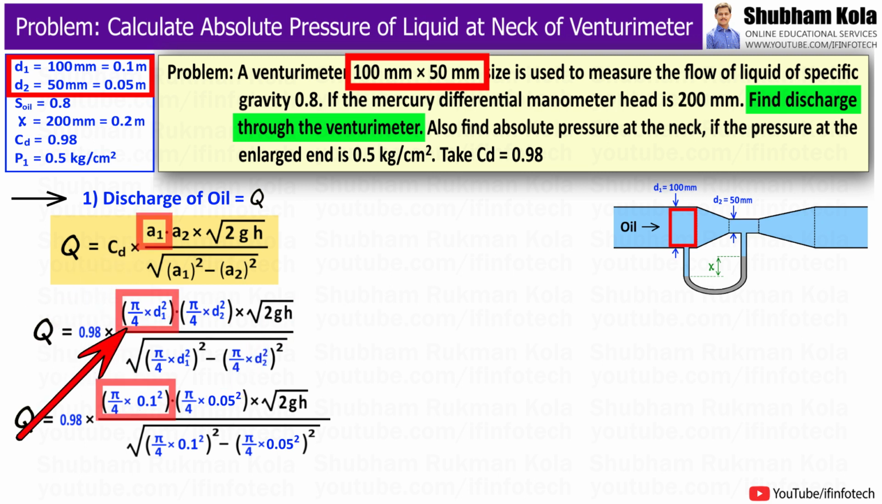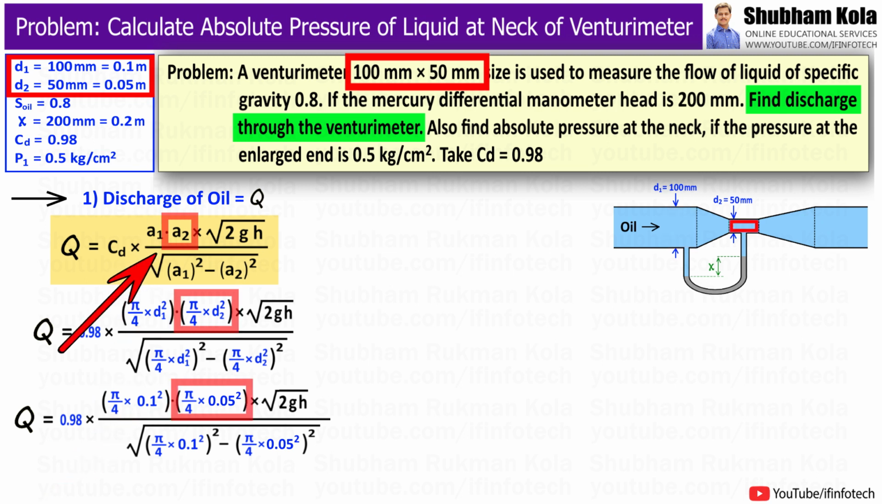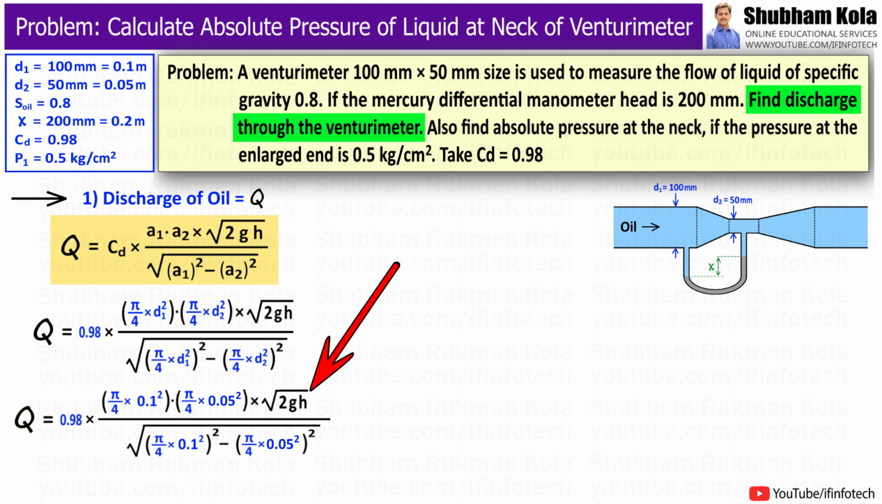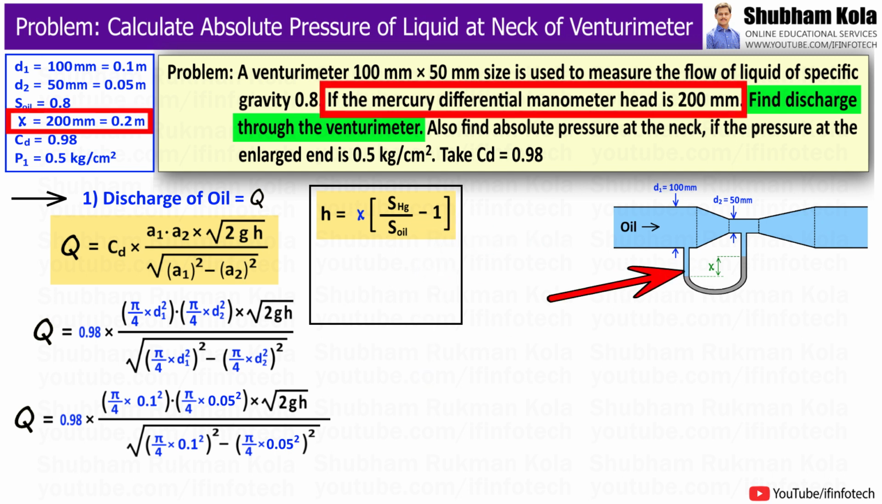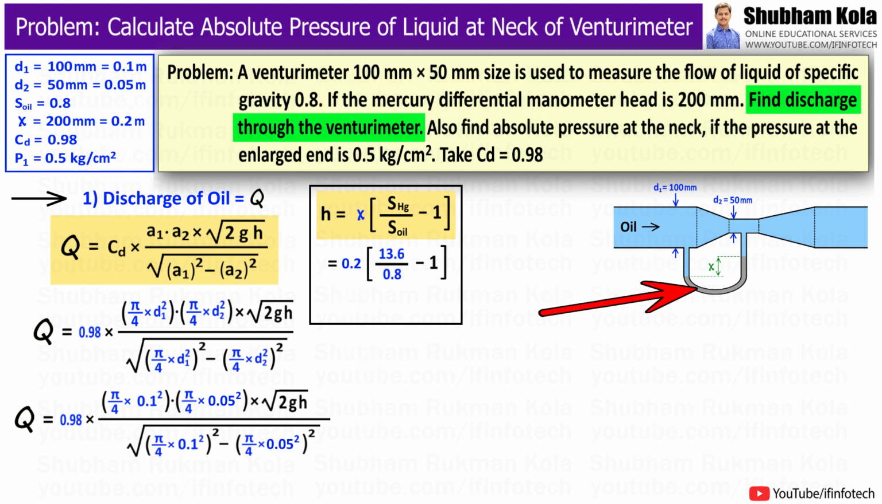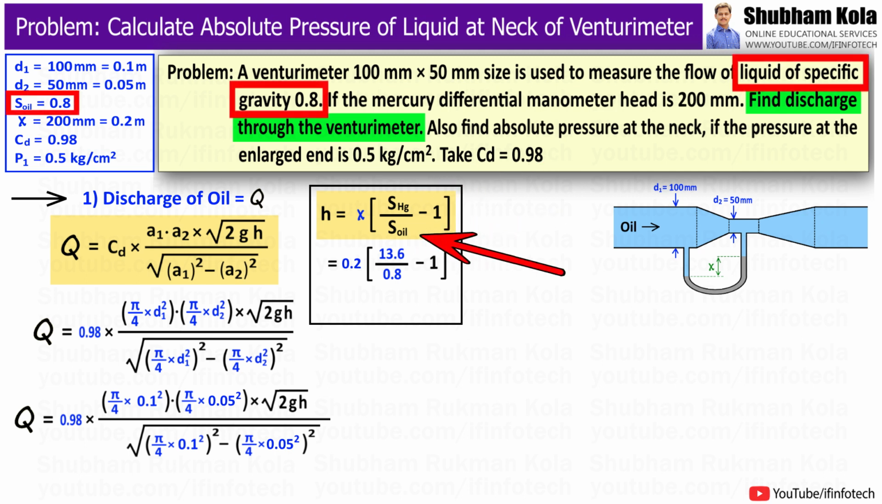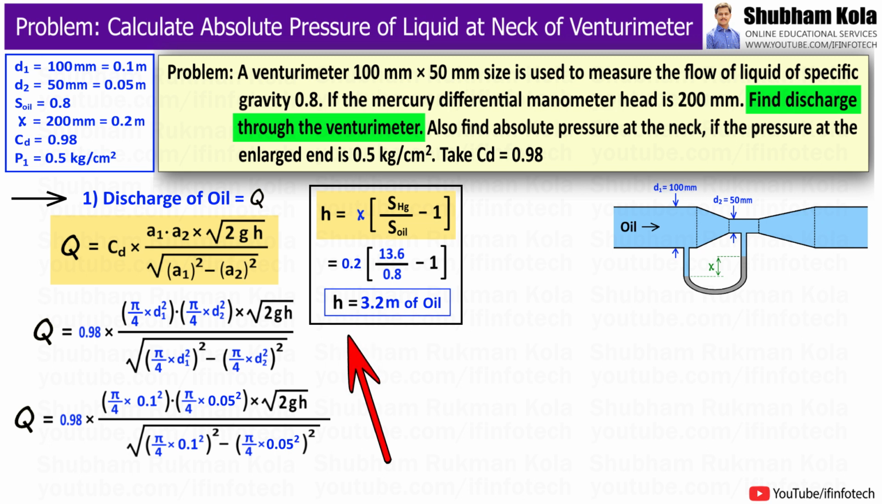Hence A1 will be pi by 4 d1 square, that is 0.1 square, and A2 will be pi by 4 d2 square, that is 0.05 square. And also we have to calculate small h, which is the difference in pressure head at the inlet and throat of the Venturimeter. So the formula of small h will be x into (specific gravity of heavier fluid upon specific gravity of lighter fluid flowing through the Venturimeter minus 1). Here small x is given as 0.2 meter, and here the heavier liquid is mercury, so its specific gravity is 13.6, and the specific gravity of the lighter liquid, that is oil, is given as 0.8. So by using these values, we will calculate small h equal to 3.2 meter of oil.